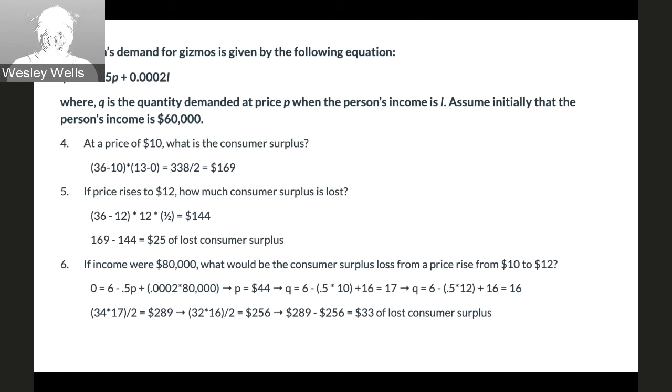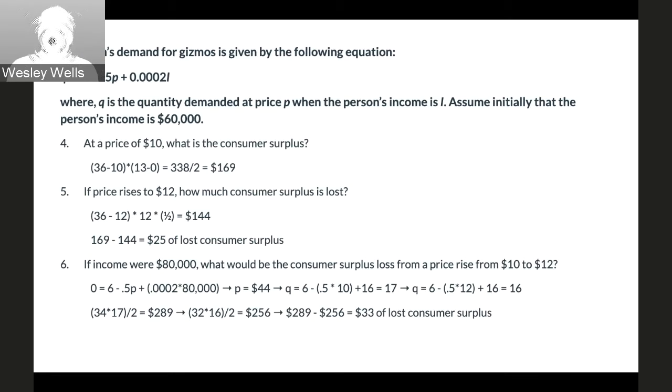The next question is asking if you raise the price to 12, how much consumer surplus is lost? So you plug the new numbers into the same equation. The final answer is 144, which is 25 less than the last answer at a price of 10.